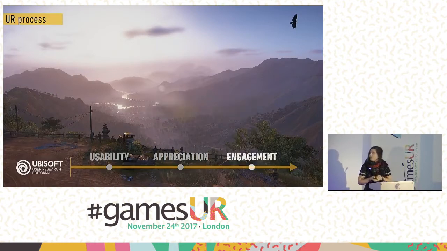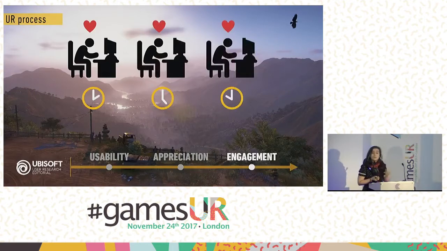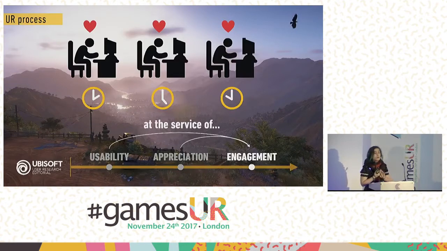To do so, we started focusing on the notion of engagement and players' motivation. Does this mean that we just forgot and stopped working on usability and appreciation? Not at all. Actually, we drove our priorities based on the notion of engagement and used all of the tools we had for usability and appreciation that were described in other presentations, such as telemetry, interviews, observation, etc., and put them at the service of the notion of engagement.